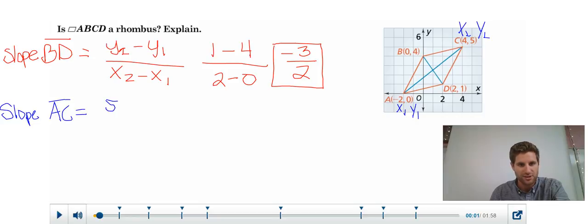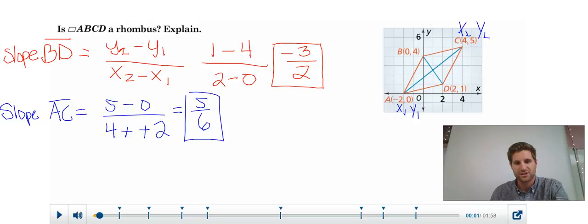Oh my gosh, it's so much easier. Minus y1, which is 0, over x2, which is 4, minus a negative 2. Okay, so that's going to become 5 on top over, these become positive, which is 6. Okay, so 5 over 6.